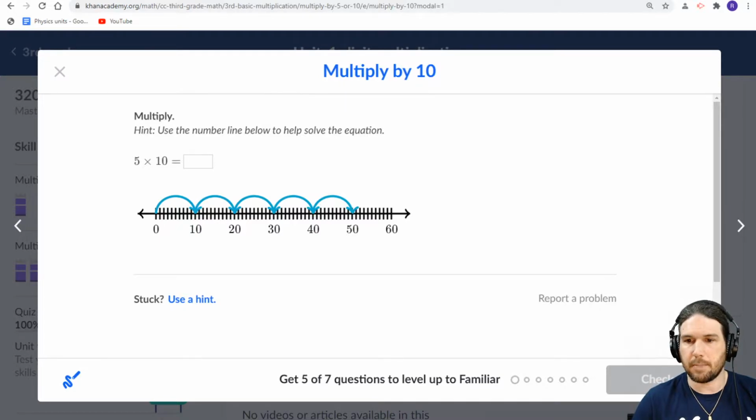One second, my display just went dark. There we go.